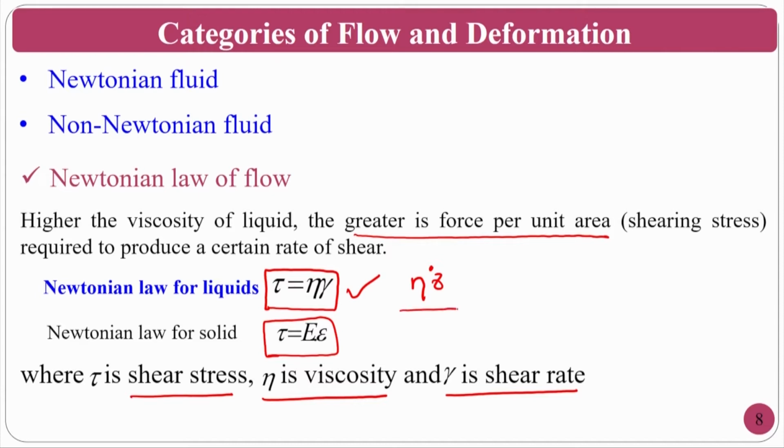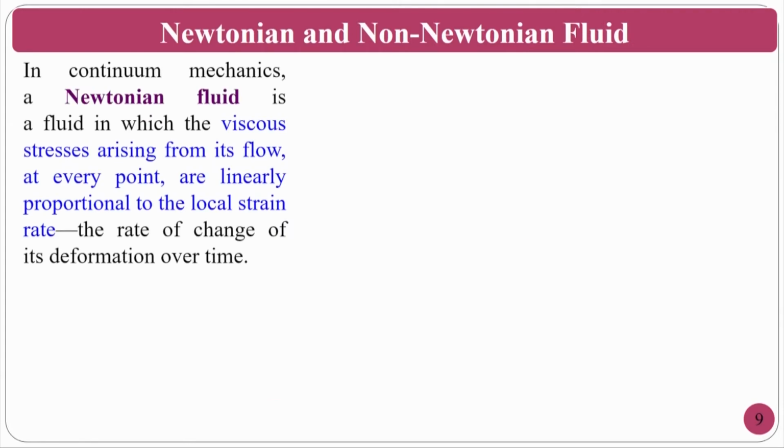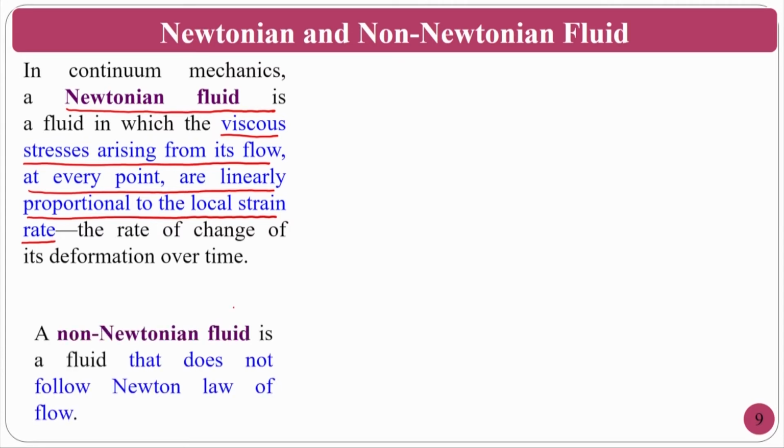It can be gamma or gamma dot. The Newtonian and non-Newtonian fluid, as per continuum mechanics: the Newtonian fluid is a fluid in which the viscous stresses arising from its flow at every point are linearly proportional to its local strain. That means that the stresses are linearly proportional to the local strains. In the non-Newtonian fluid, it is not so.